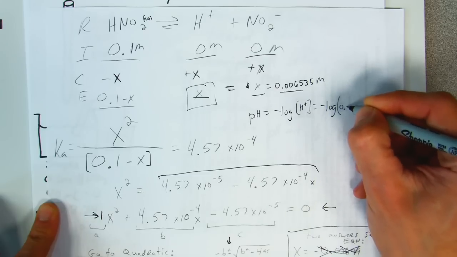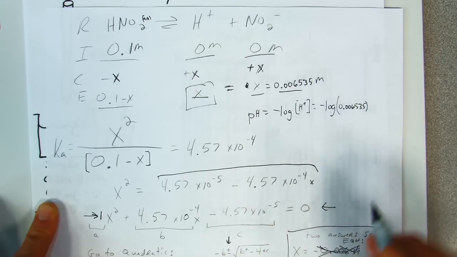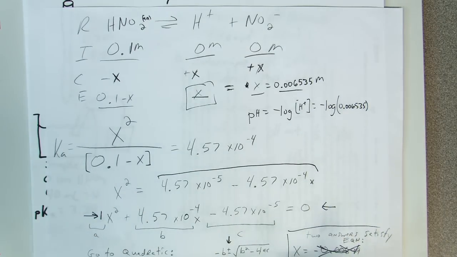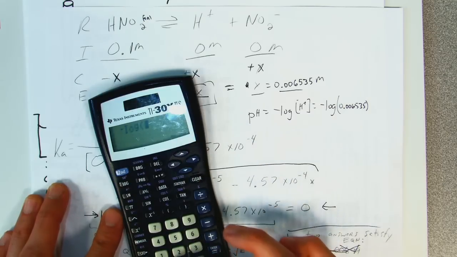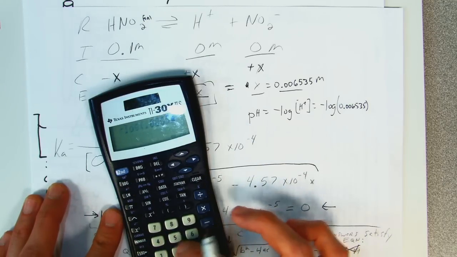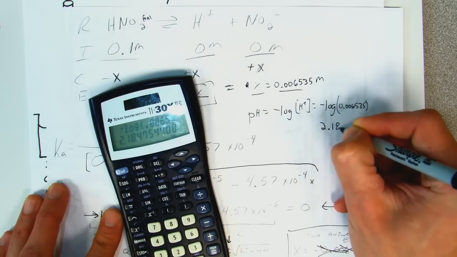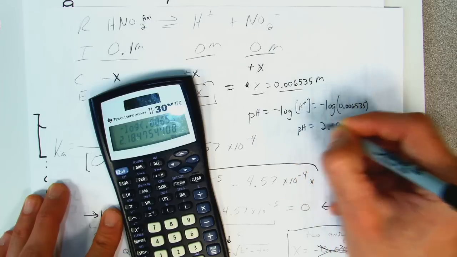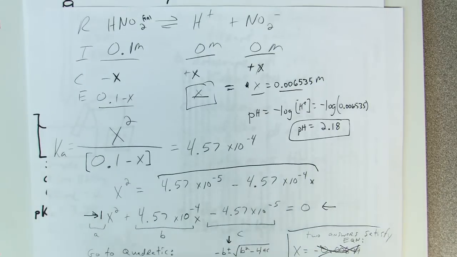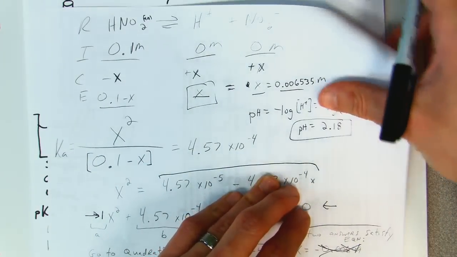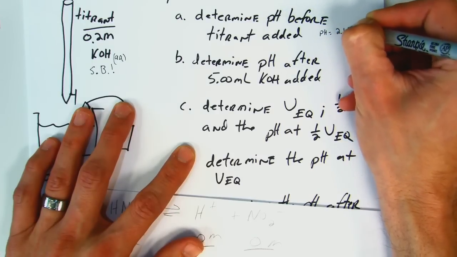So if I take the negative log of 0.006535, I've got my pH, and that's what I'm going to do. So I break out my trusty calculator, I do negative log 0.006535. I hit enter, 2.18 is my pH. So it's pretty acidic. So before any of my titrant has been added, my pH was 2.18.